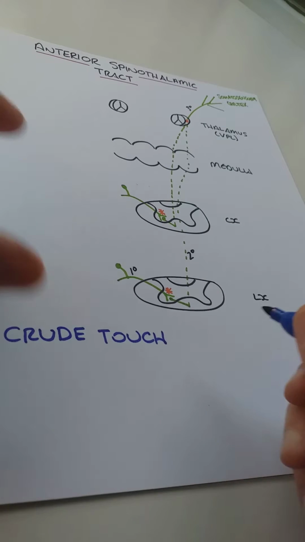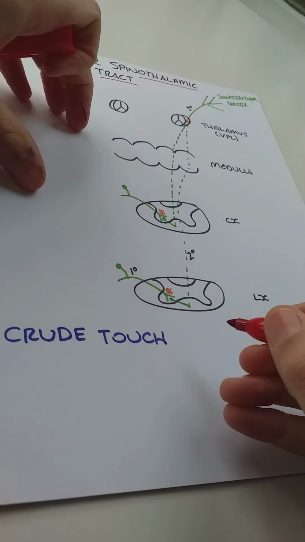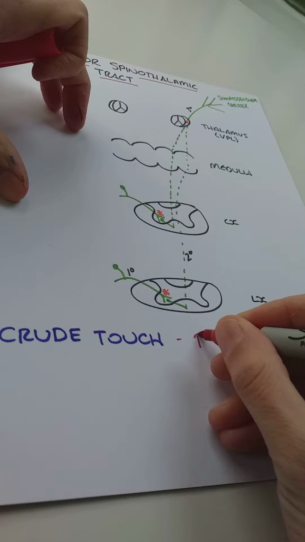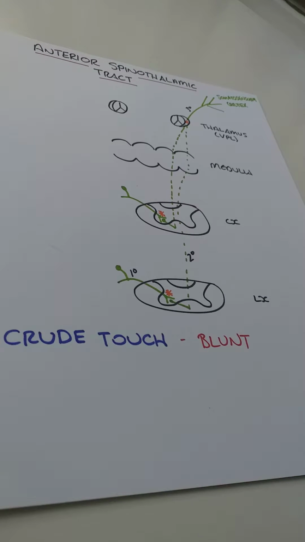And how would we test this in clinic? We would test this in clinic with the blunt part of the Medipin. So you wouldn't beat them over the head with a baseball bat, but you would just touch them with the blunt part of the Medipin. So that's your anterior spinothalamic tract. Do I need to add anything else in there? Let's have a little look.